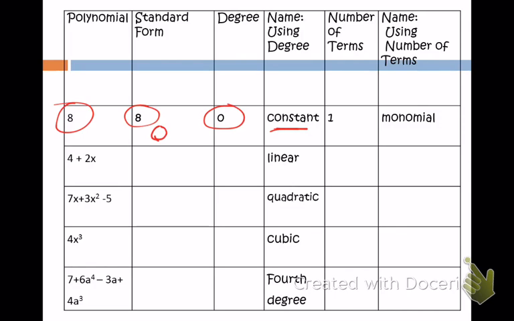Okay? Now, in this polynomial, there's one term, and because there's one term, we name the polynomial based on the number of terms as well.